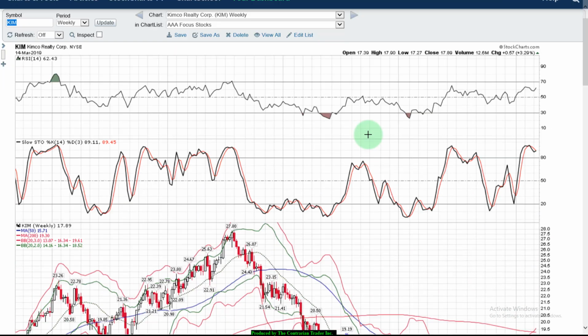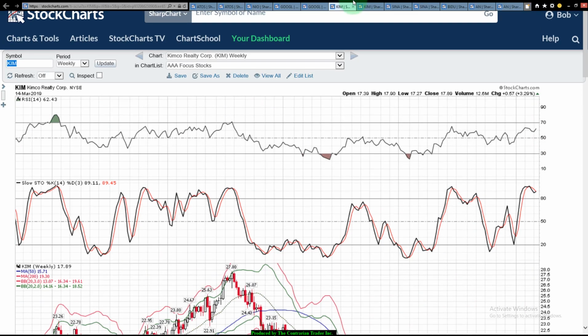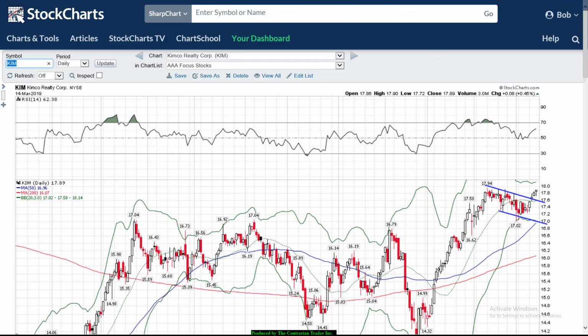Kim, this is Kimco Realty. A very nice week. We have broken out on a weekly basis. The question is, do we close there? We'll be watching it. We have a beautiful inverted head and shoulders setup: left shoulder, head, right shoulder. Here's our 45-degree neckline. We broke out several weeks ago. 2019 has been a very nice week. On the daily basis, we have broken out.